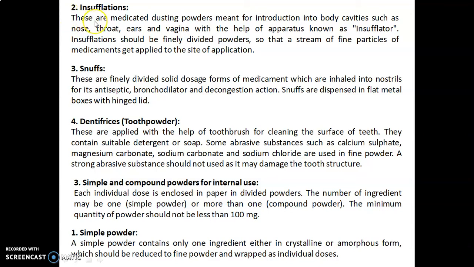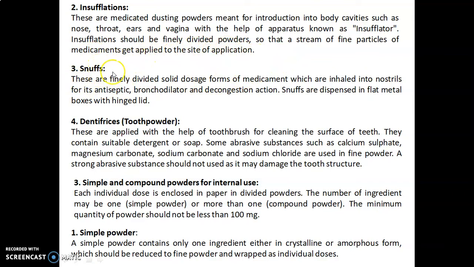Insufflations. These are medicated dusting powders meant for introduction into body cavities such as nose, throat, ears and vagina with the help of an apparatus known as an insufflator. Insufflations should be finely divided powders so that a stream of fine particles of medicament gets applied to the site of application.